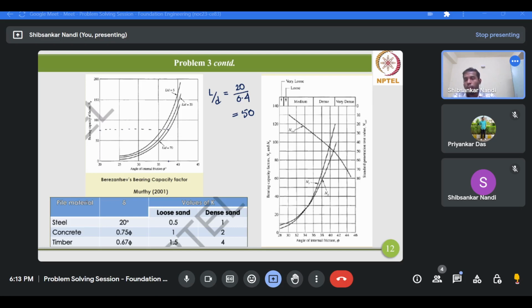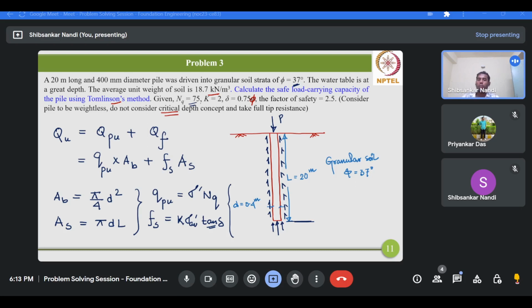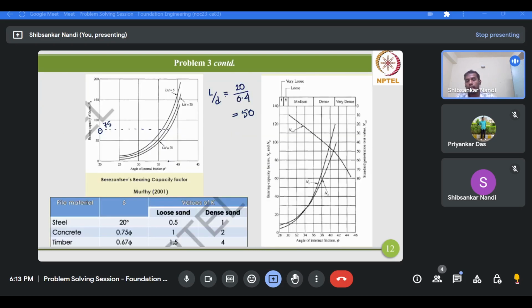Now bearing capacity lies in between 50 and 100. So therefore 150 by 2, that means you can take this value as 70, as given to this problem. Similarly for earth pressure coefficient and the delta value.